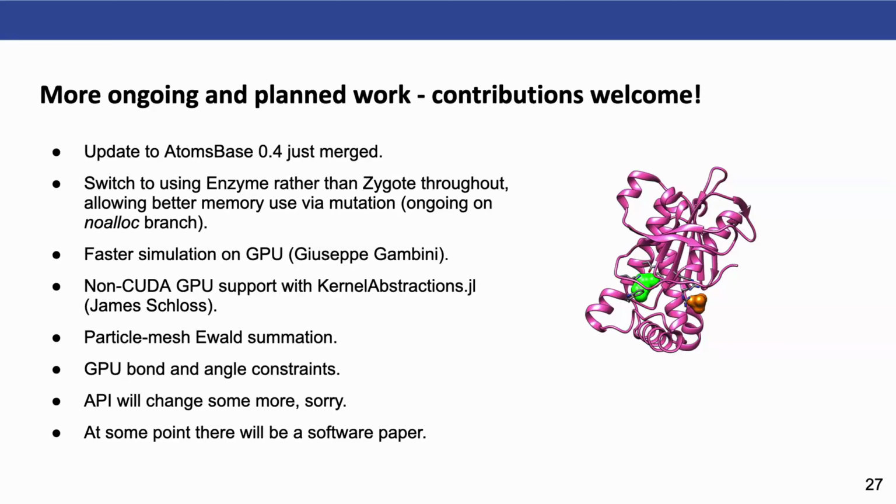My PhD student, Giuseppe Gambini, is working on faster simulations on GPU right now. There's also work going on switching to KernelAbstractions, so it works on all backends, work on Ewald summation, and constraints. And the API is still changing a bit. But once everything's sorted out, there'll be a software paper.